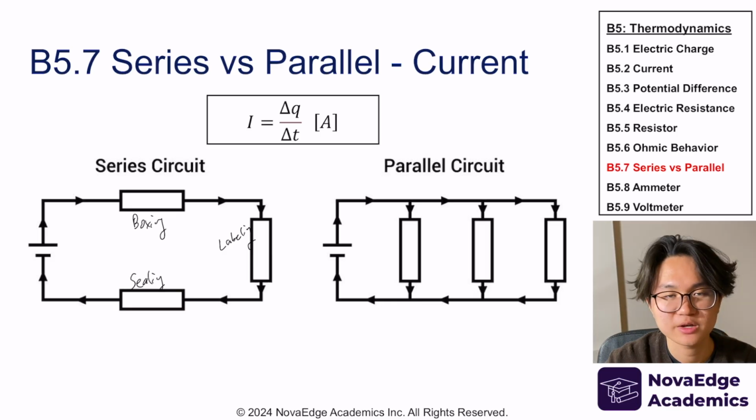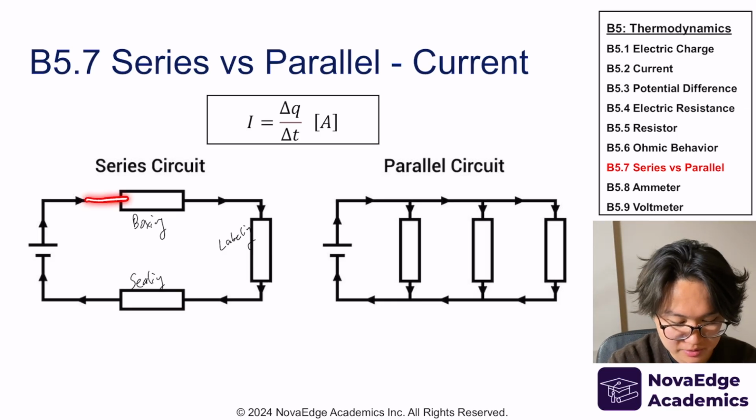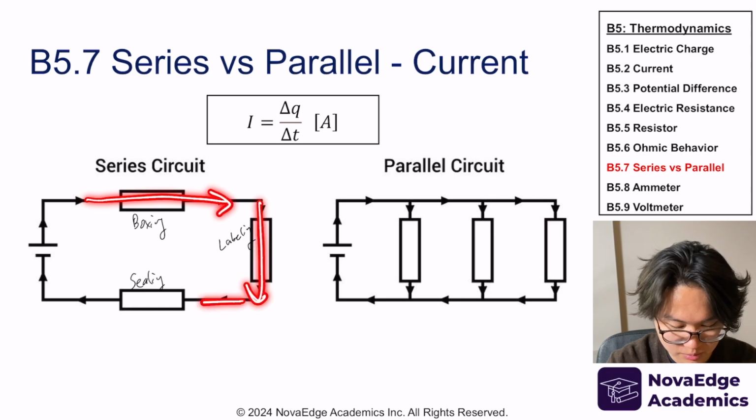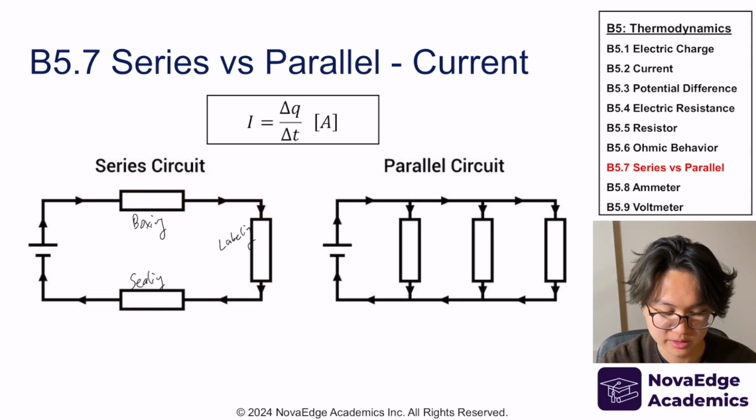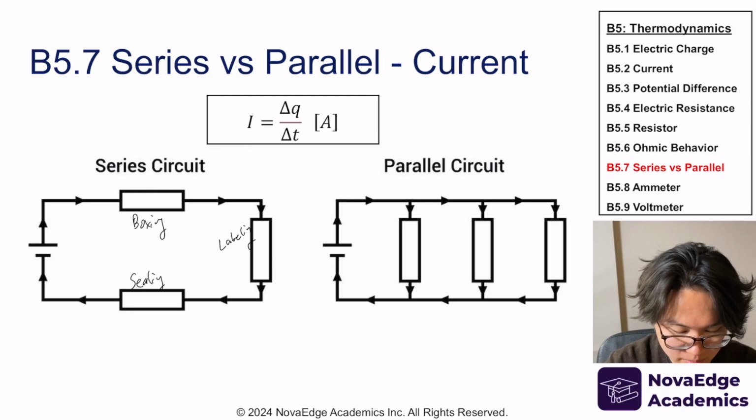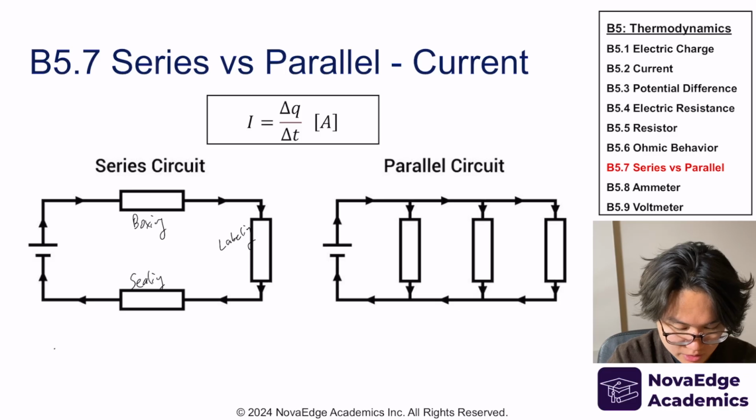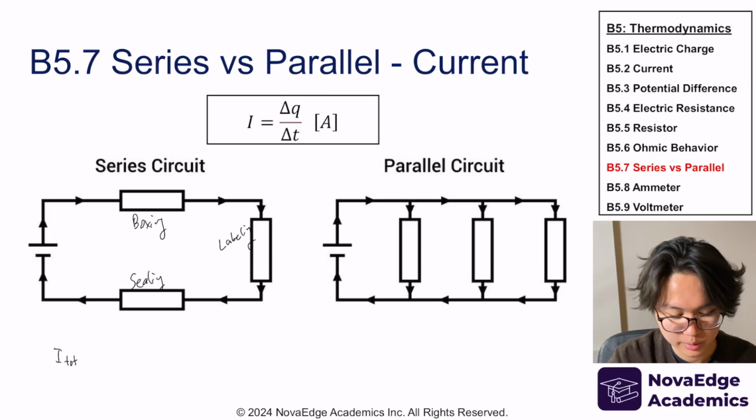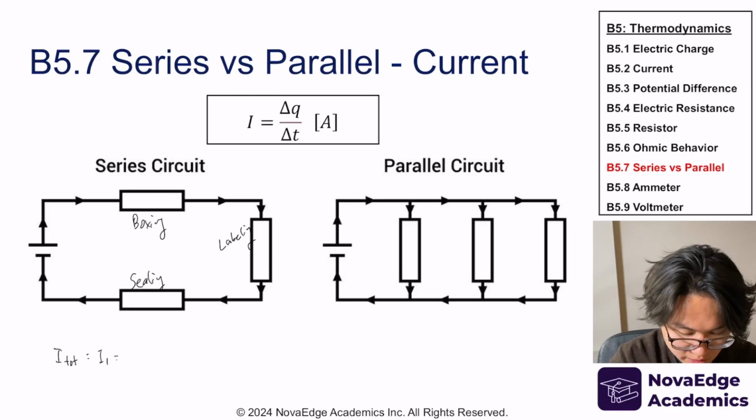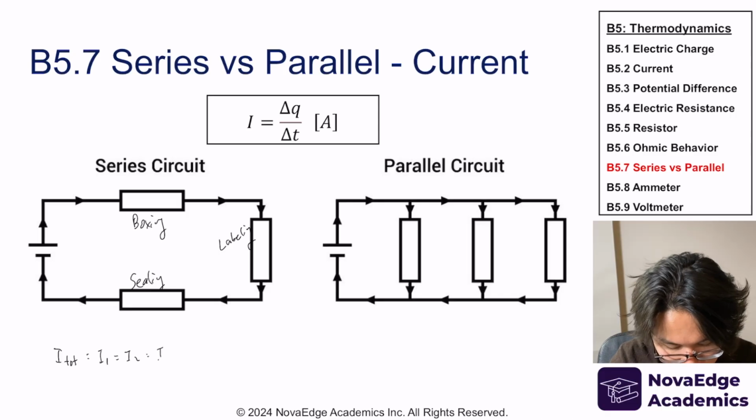And it's actually the same way with flow of electrons. So you're going to have the same flow of electron per second, same flow of electron per second, and same flow of electron per second in series circuit. So remember, current is the same in series. Okay, so the I total, or the current overall, is equal to I1, which is equal to I2, which is equal to I3.